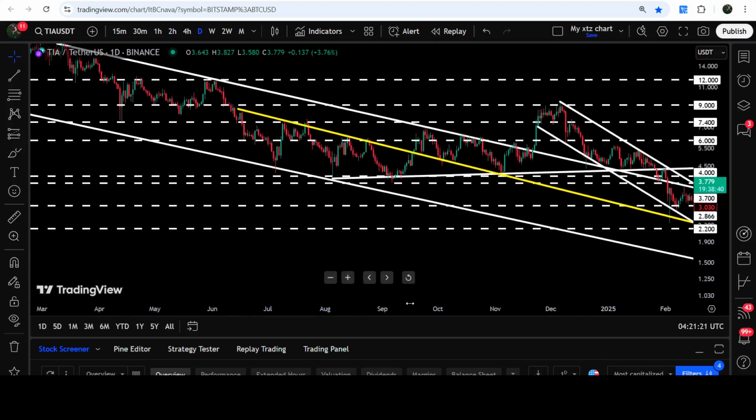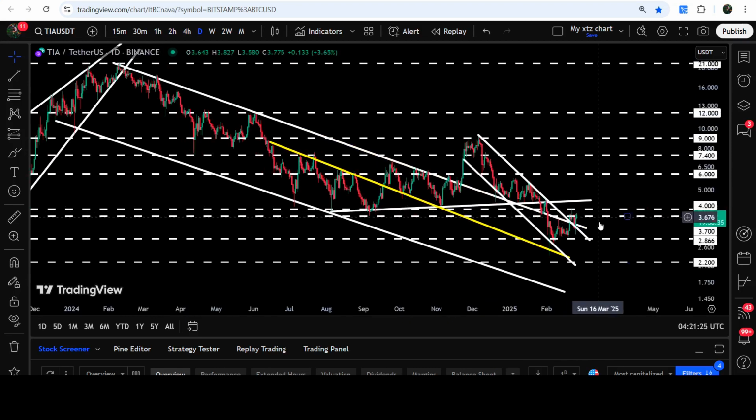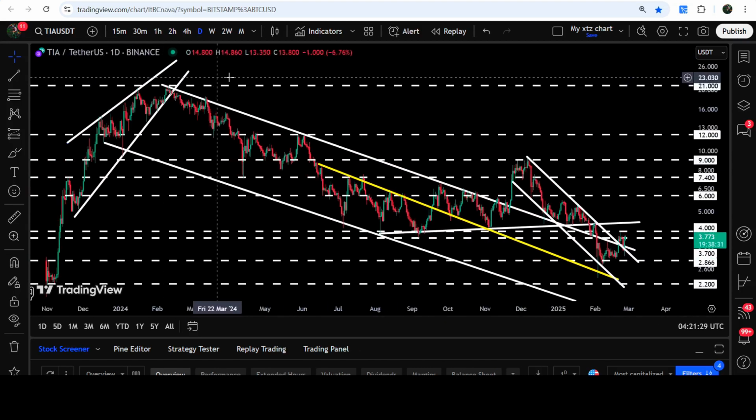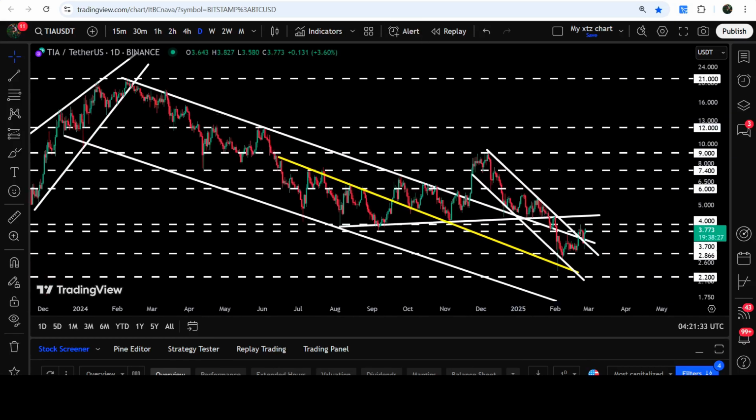Now, if you take a look at the technical target for the breakout from this big and long-term down channel, you can see that we have again broken out the resistance of this big down channel as well. That target is still here at the top of the channel, approximately at $21. So this was the update so far.